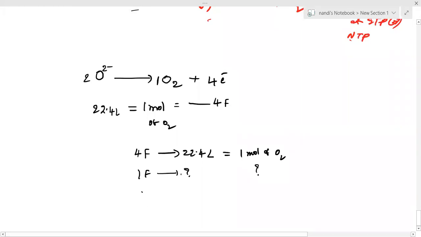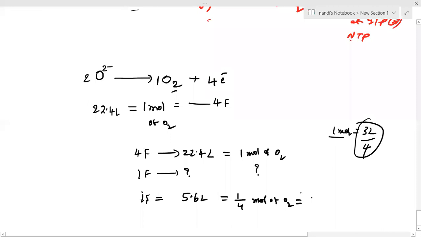So 1 Faraday, this is by 4 only, indirectly. 1 Faraday gives rise to 5.6 liters, nothing but 1 by 4 mole of O2. 1 by 4 means 1 mole equal to how much weight? Oxygen, 1 mole is how much weight? 32. So 1 by 4 mole means 32 by 4. This is 1 mole; 1 by 4 means 32 by 4, nothing but 8 grams.